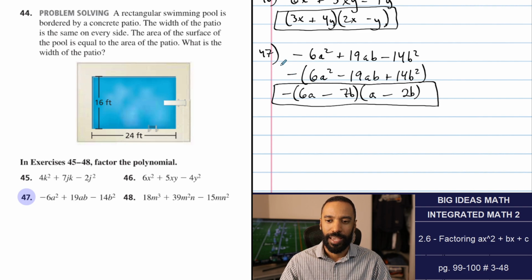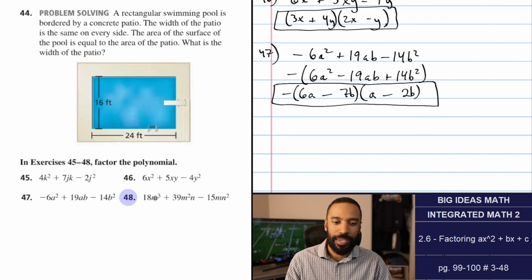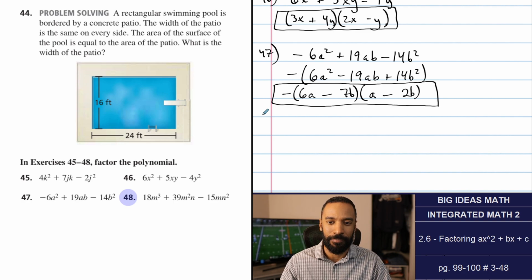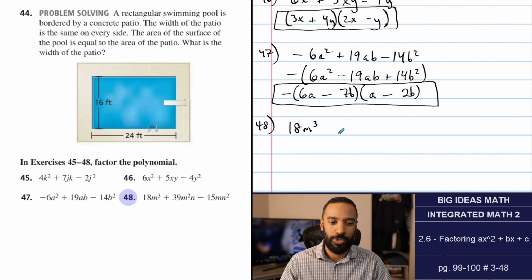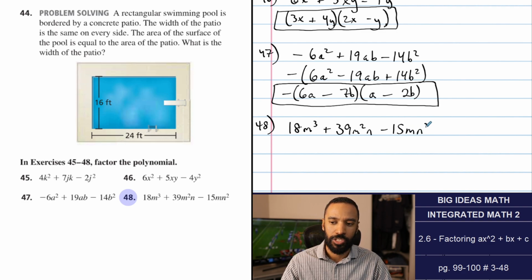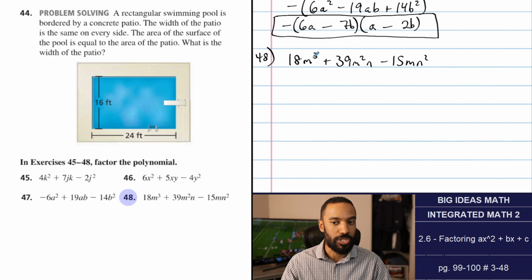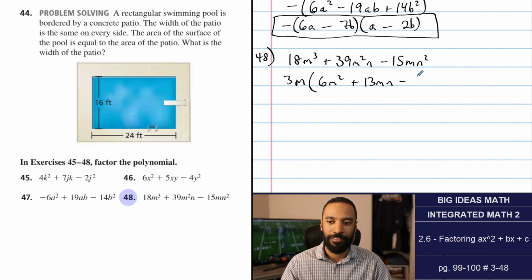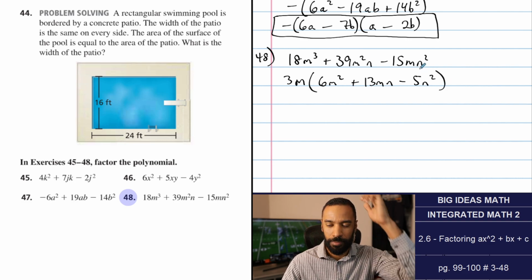All right. As I spoke out loud, I got a bit of my thought process. And lastly, number 48. Hey, we get to have a GCF of a variable this time, alongside maybe other numbers. Let's see. 48. We have 18m cubed plus 39m squared n minus 15m n squared. If you notice, all of these have m's. Furthermore, if you notice this is not a quadratic, you've got to factor an m out of that thing. 3 can also factor out of these. And you're left with 6m squared plus 13mn. Remember, an m factored out. Minus 5n squared. Remember that n factored out there as well.